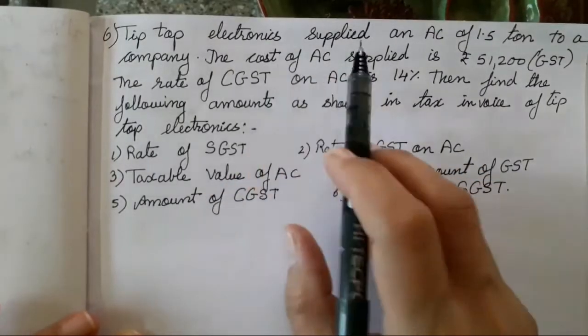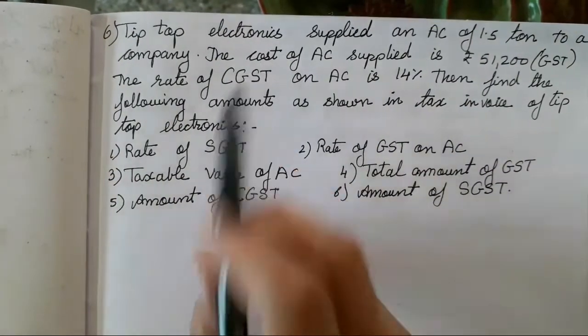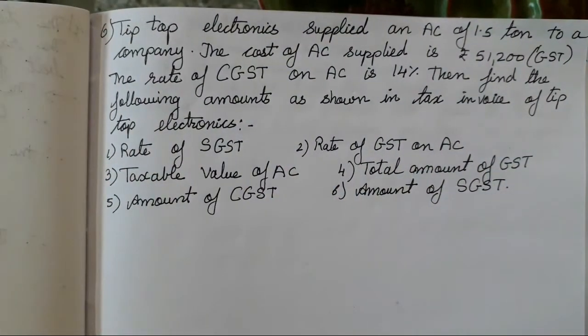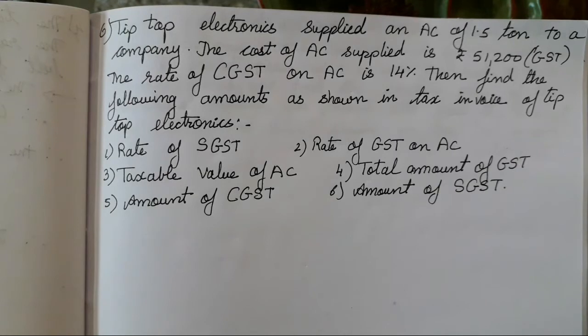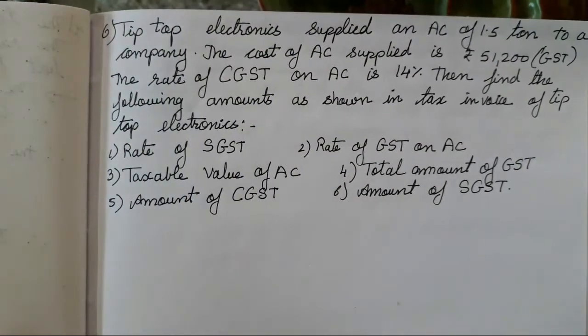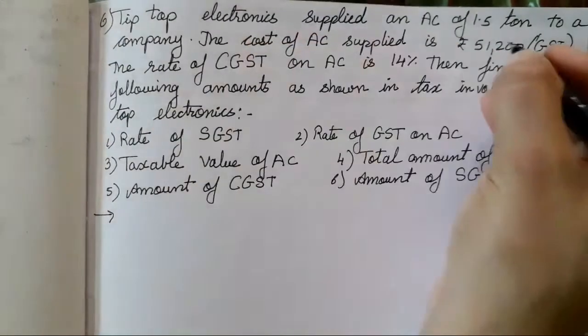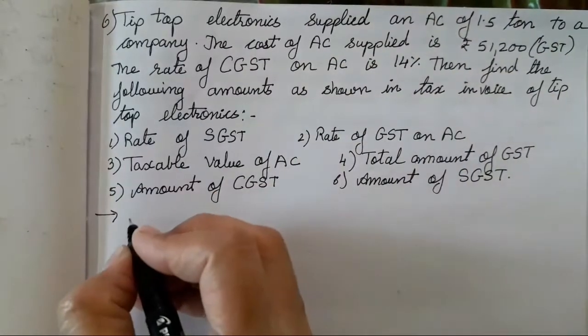Tip-top electronic supplies an AC 1.5 ton to a company. The cost of the AC supplied is rupees 51,200 with GST. The rate of CGST on AC is 14%. Then find the following amounts as shown in the tax invoice of Tip-top electronics. Okay, so you all have been given these many questions. One by one we will start solving it with the given statements that they have already given in the question. We will write it down.